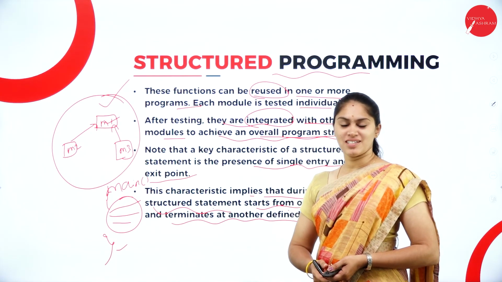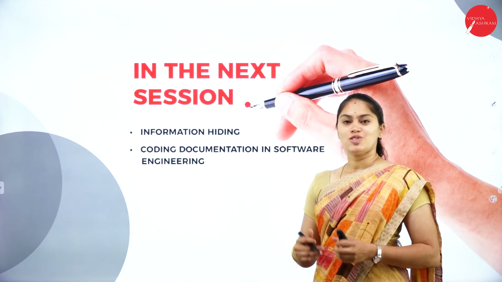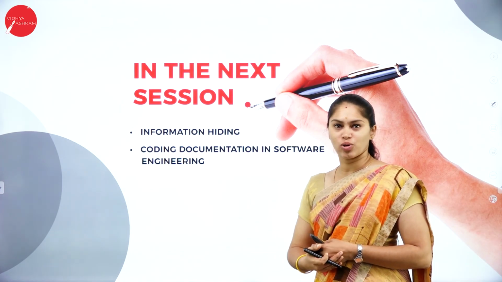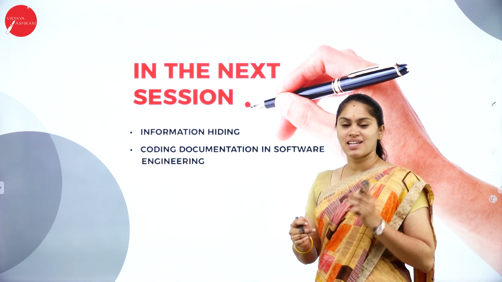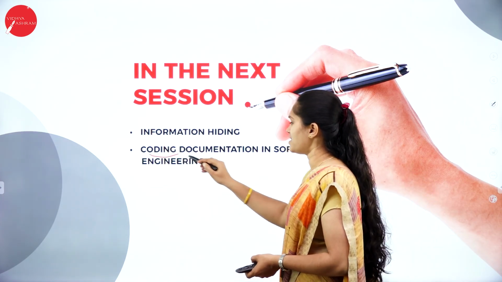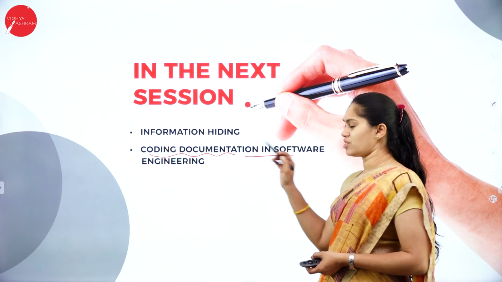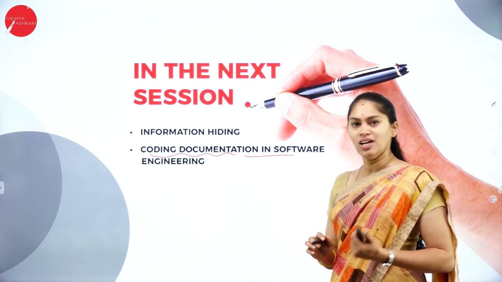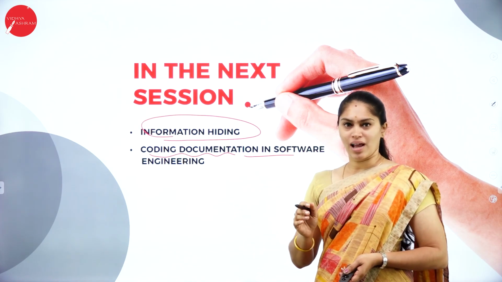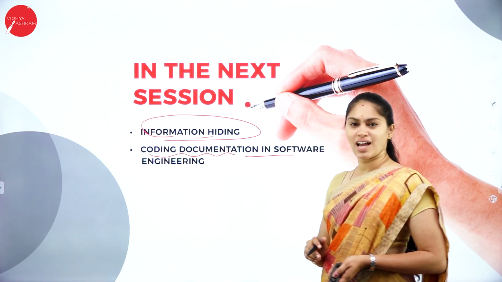That's all about today's session. I hope you all understood. Up to this session, we have learned how to do the coding. Once the coding is done, it needs to be documented. So in our coming session, we'll see how coding documentation in software engineering takes place. Along with that, we'll see the last type of programming or coding, that is information hiding.